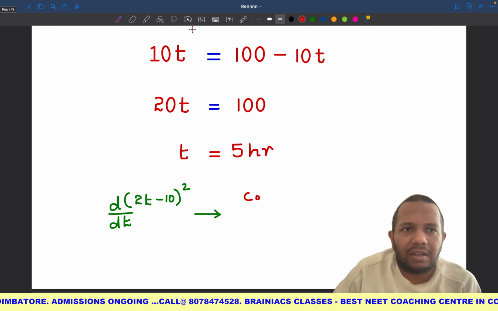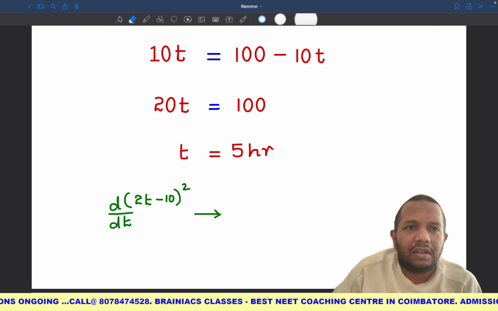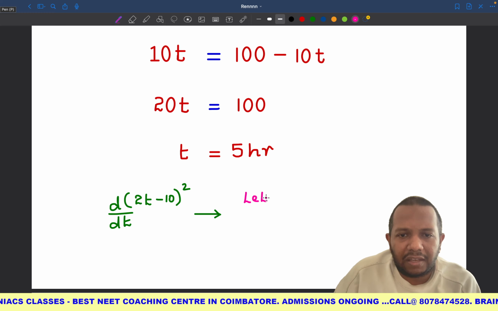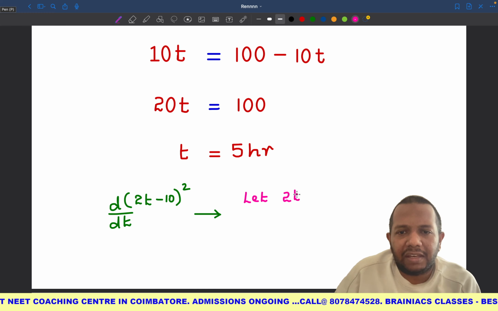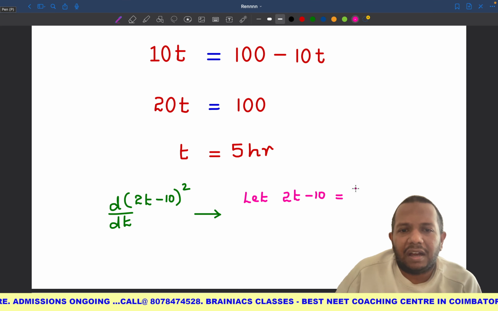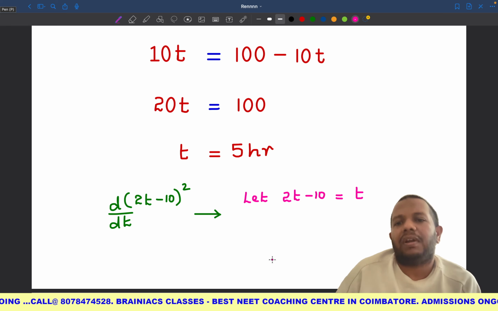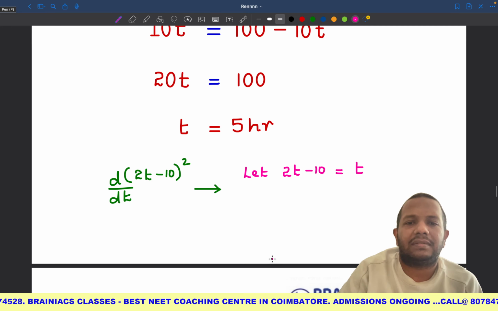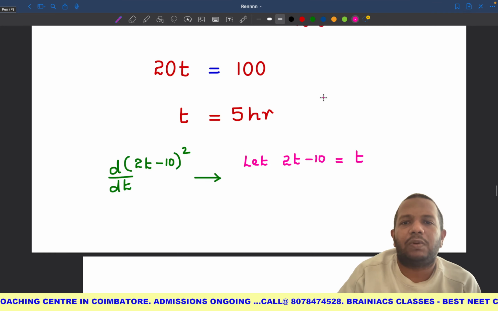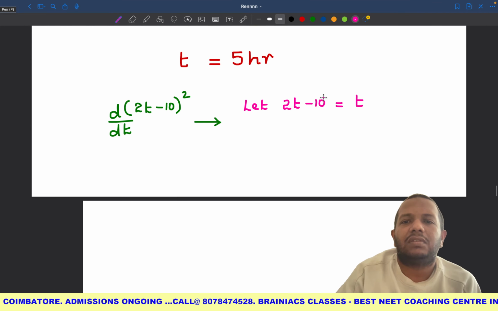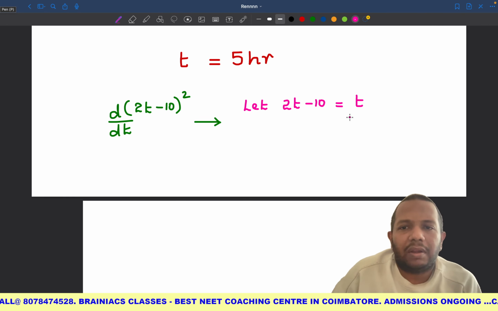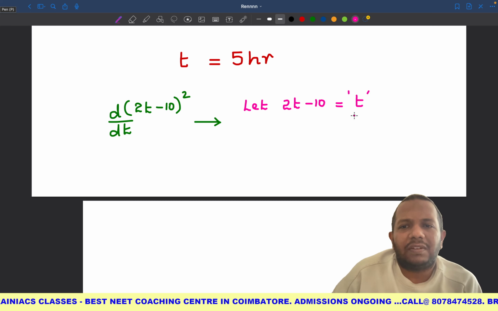Let us assume 2t minus 10 is equal to, I will assume that as t. This is how we will do it. Some students might know it, those who already know function of a function, but I am explaining it for you to get clear clarity. So let us assume this as capital T. Let it be t also, no issues. It's a variable thing like that.